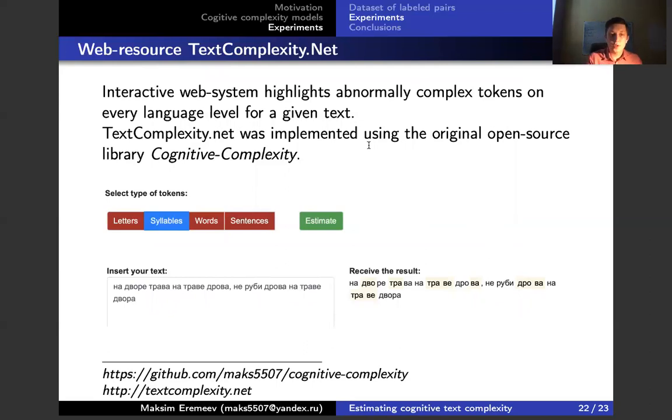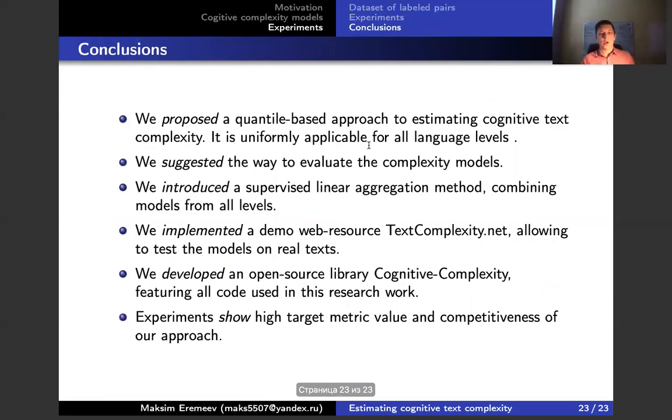Also, we have published an open source library called Cognitive Complexity, which was used in conducting the experiments. Okay, so in conclusion, we proposed a few models to estimate cognitive complexity, and they all outperform the standard baselines, while ensembles show even better quality. By varying the reference collection, we can obtain complexity scores concerning a particular domain. We introduced a way to measure the quality of cognitive complexity models based on crowdsourcing. We also published an interactive web resource to try the models in real time, and the open source library for everyone to try on different reference collections and for different languages.